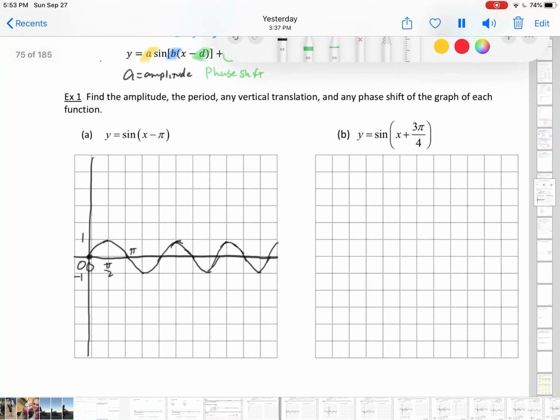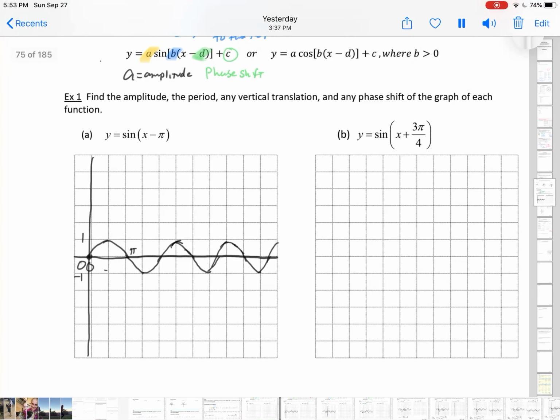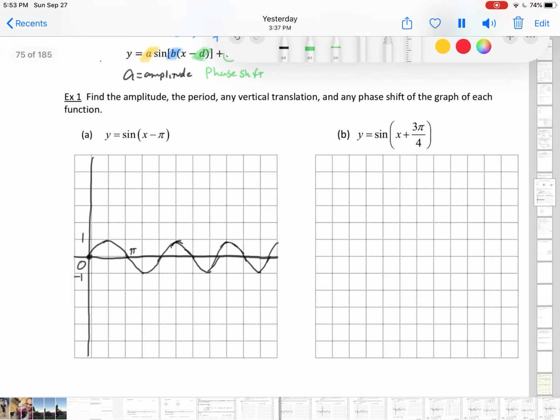Now that's not going to change because I didn't move this thing up or down. But I did move it left and right. Now, where did I move it? I moved it right pi. Okay, so I moved this thing right pi. So the whole thing's being shifted forward pi units.